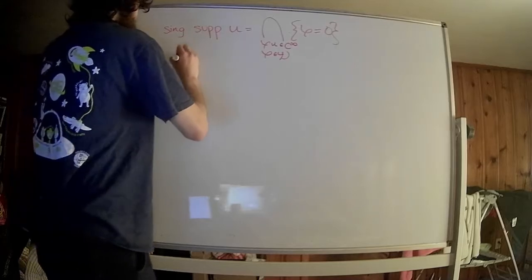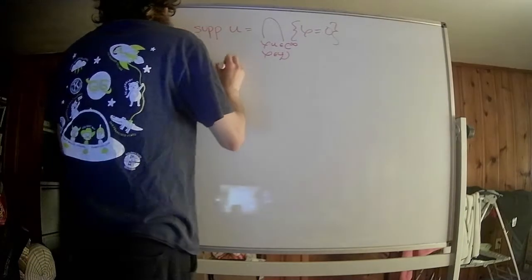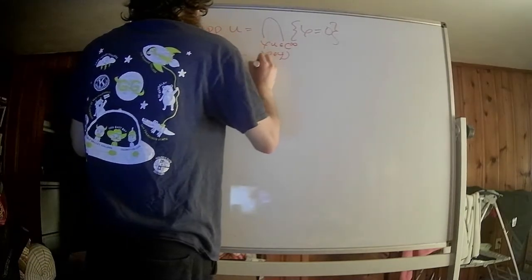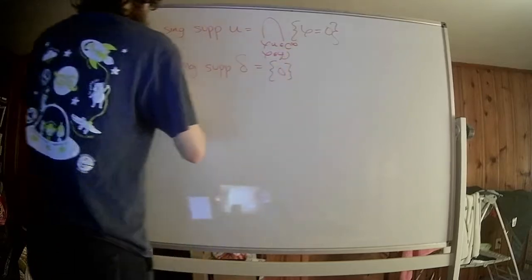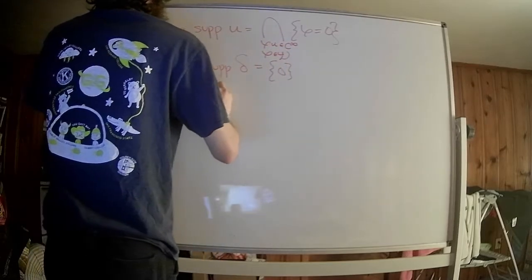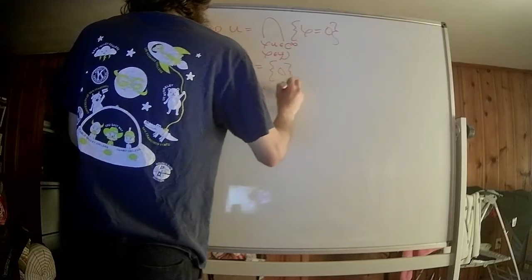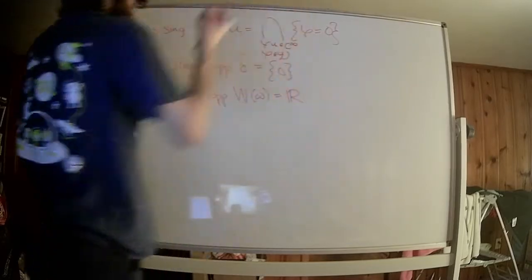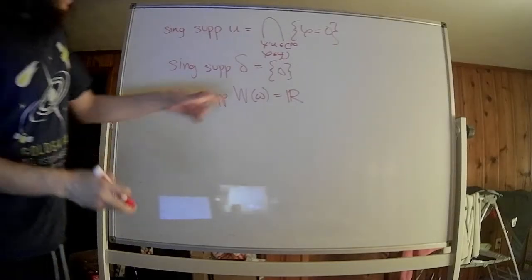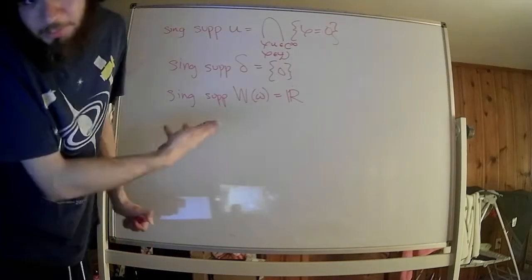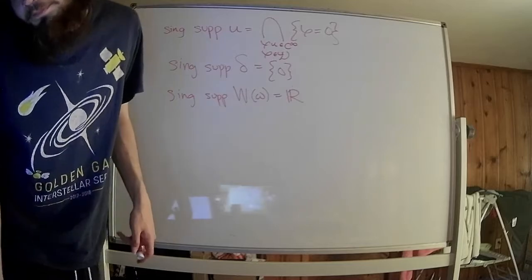So obviously the singular support of delta equals 0, and the singular support of a Brownian motion, for example, is all of R. Because this thing is not differentiable anywhere, so in particular it's not smooth anywhere.